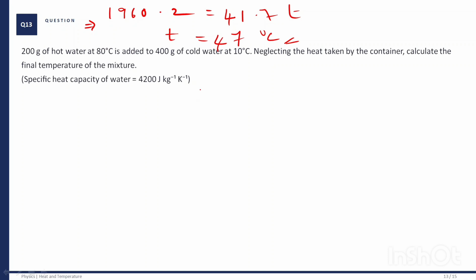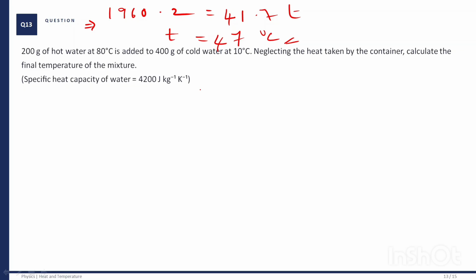Final temperature. Okay, boys, I'm giving you 20 seconds. Please try to solve question number 30 using the same method of mixture. Okay, I think you have done it. We'll see.